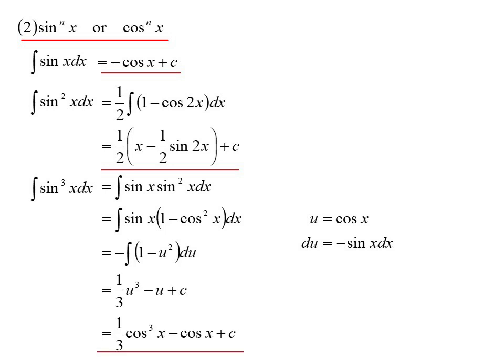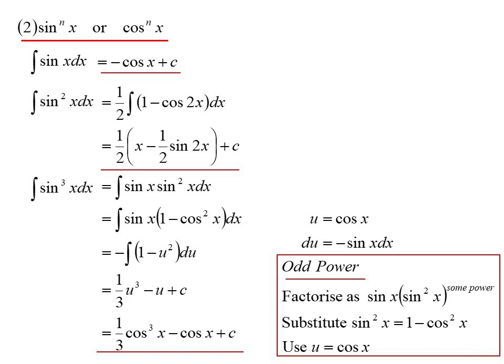And in fact, whenever the power is odd, we can always do that. Factorize out the power of 1, then the other one will become an even power. Well, the even power we can always write as, in this case, sine squared to some power. And then the sine squared I can always change to 1 minus cos squared. Then I can do my substitution, u equals cos x, and go from there. So that's the technique I'll always use on an odd power. Pull out power of 1, that's going to become my du.